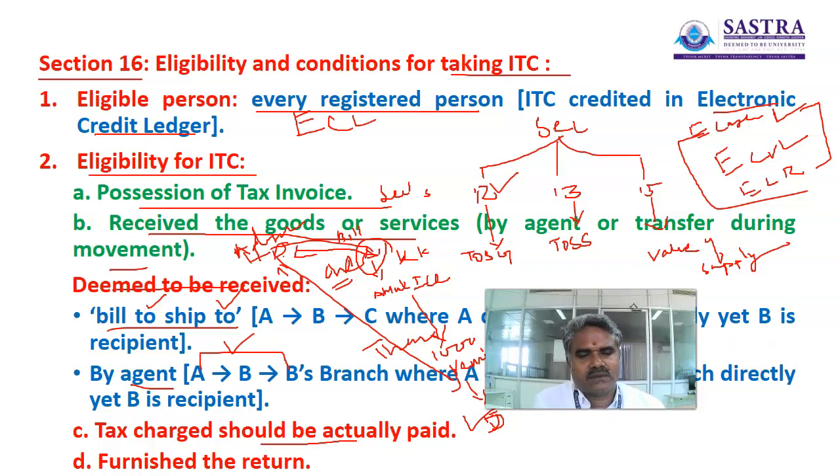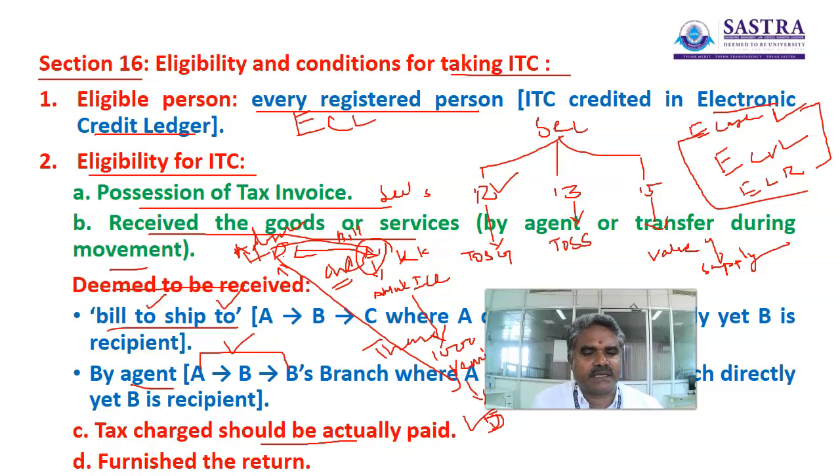So they should be a registered person and the ITC will be credited in their electronic credit ledger. Eligibility: possession of tax invoice. Possession of tax invoice.